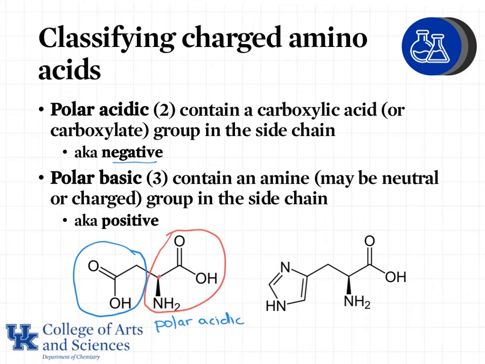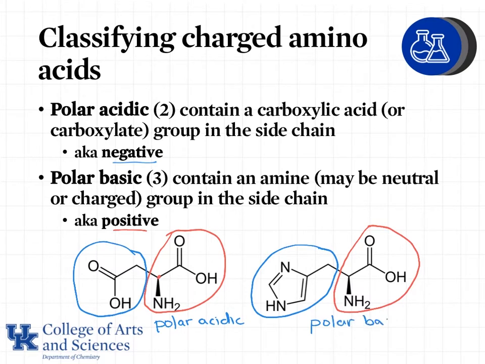For the next one, polar basic, there are 3 of those. And these contain an amine group, which may be neutral or charged, in the side chain. And these are also known as positive. So if it's ever asking for a positive amino acid, what they mean is basic. So I'm going to circle my backbone, which means this is my side chain. And what I see in here is that I have an amine group, at least one amine group. In fact, I have 2 in my side chain. So this is going to be polar basic.